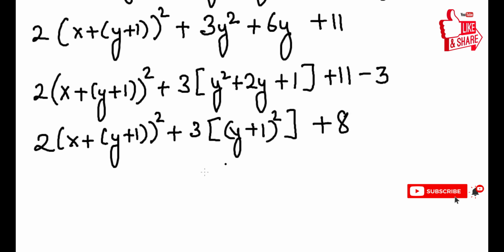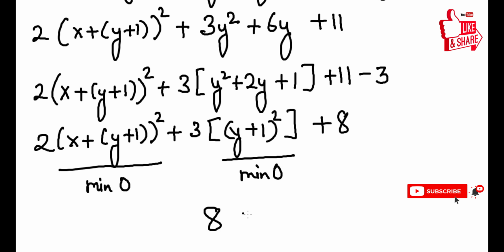8. Now you know that this is a square part and this is a square part. So the square part's minimum value is 0. Here also the minimum value is 0. So what we are left with is just 8. And why did I do it with x and y together in the first go? Because both need to be accompanied in one so that their result will be 0. So that's how we can solve this.